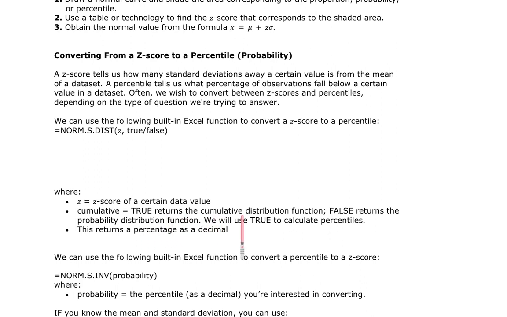True returns a cumulative distribution. False returns a probability distribution. We will typically use true to calculate percentiles, and this will give us the percentile as a decimal.